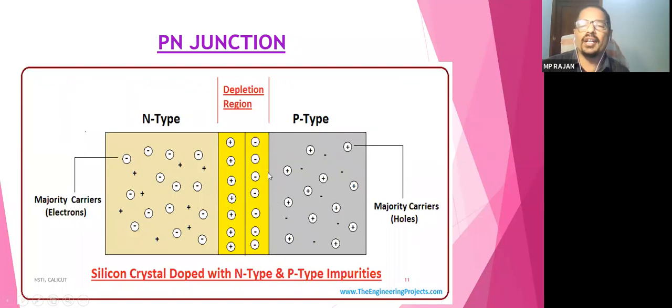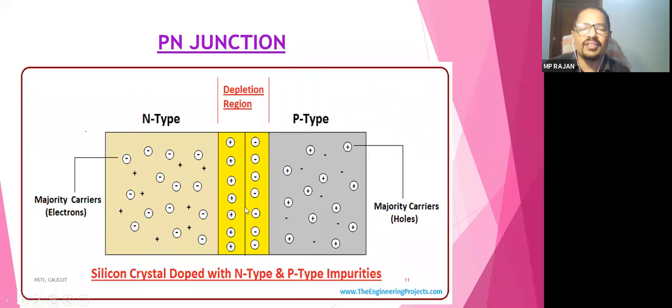If you join these N-type and P-type semiconductors, what can happen? Already we have seen there is an excess of electrons in the N-type semiconductor region and you can see an excess of holes, or a shortage of electrons, in the P-type region. When you join these together, a p-n junction is formed. This is called p-n junction. Let us see what happens in the p-n junction.